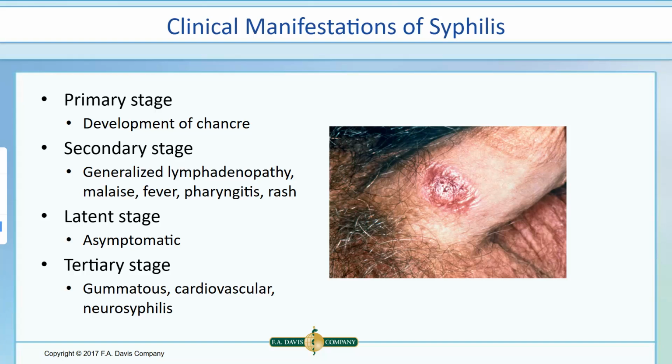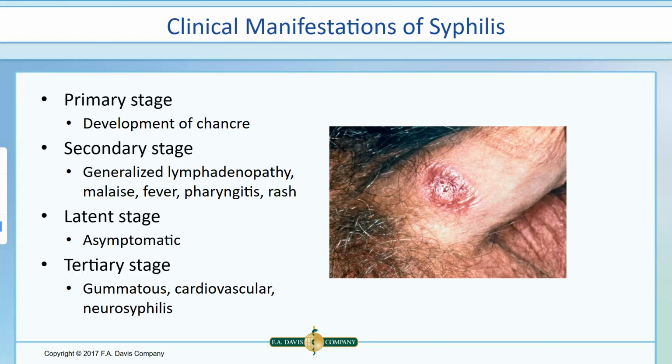The latent stage is asymptomatic, so the patient can go into latent stage for many, many years, and then all of a sudden they progress into the tertiary stage. Gummatous, cardiovascular, and neurosyphilis. You start to see these big, huge sores open up on the outside of the body, and they can even present themselves on internal organs. They can have neurological symptoms, so they start to go crazy, start to have symptoms of dementia, and all sorts of significant symptoms. Mortality rate is extremely high once it progresses to the tertiary stage.